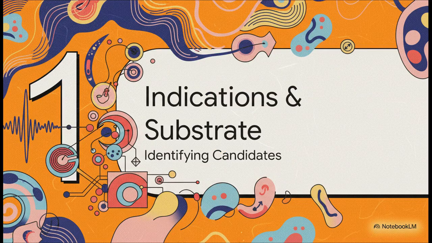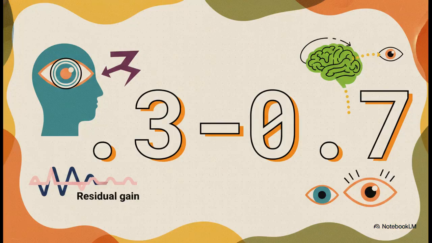All right, let's get into Section 1, Indications and Substrate, and how we identify the right candidates. Take a look at this specific number range right here, 0.3 to 0.7. This is the absolute sweet spot for residual gain on a video head impulse test, or VHIT. Unilateral hypofunction within this precise range is our prime indication for gaze stabilization training. If their gain is in this window, that pathway is primed and ready for classic adaptation exercises.